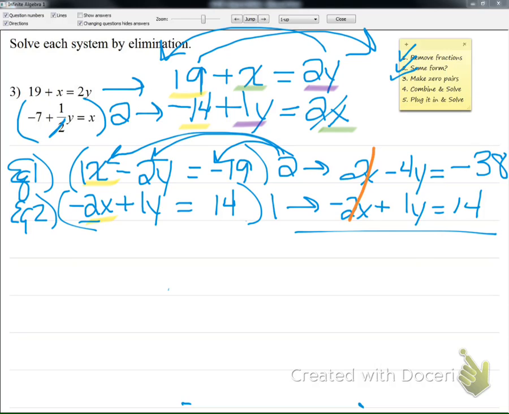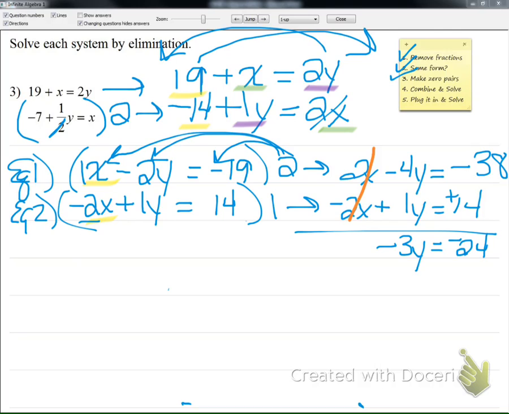All right, negative 4y and positive y equals negative 3y. Remember, bigger sign wins. 4 is bigger than 1, and it's negative. That's why it's a negative. Negative 38 and positive 14, those are opposite signs, so you have to subtract. Equals 24. Again, don't forget, bigger sign wins, so it's a negative 24.